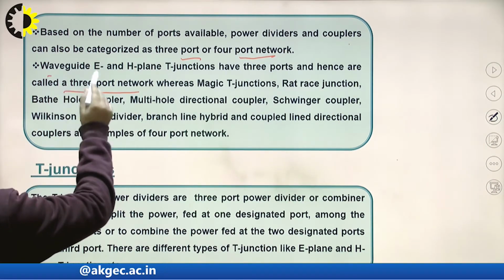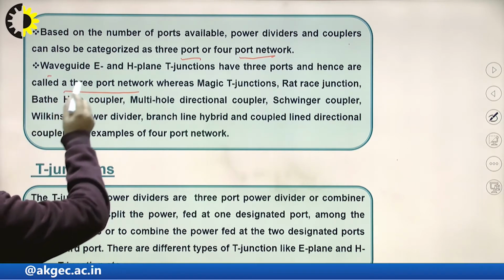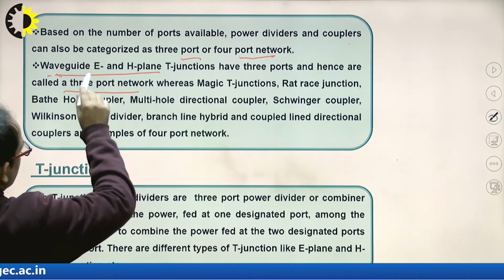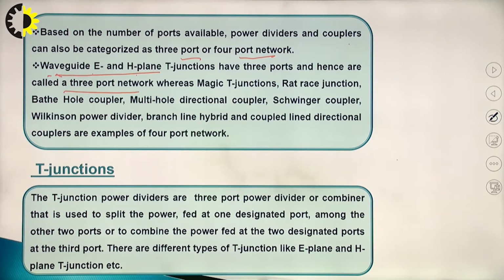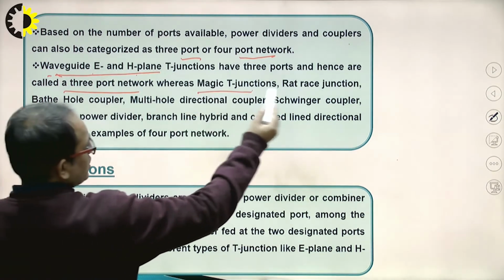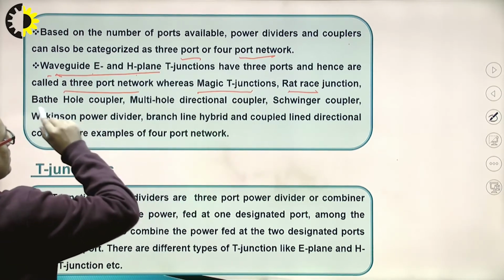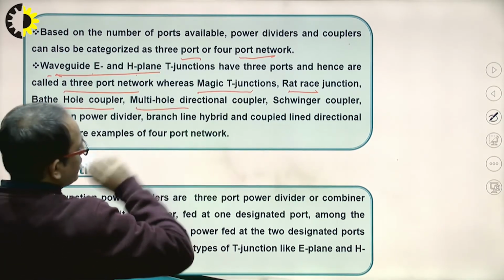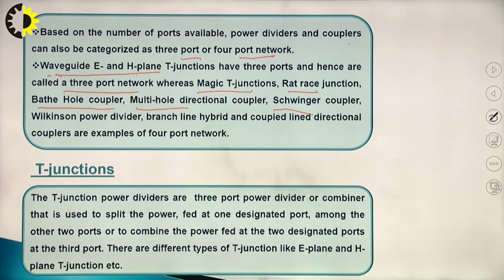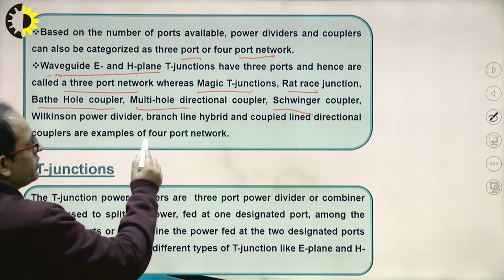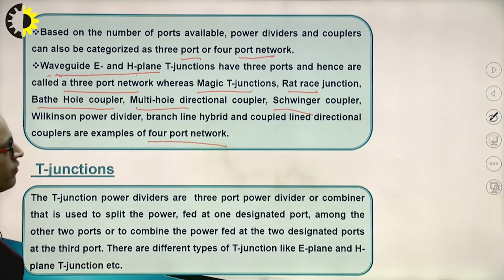3-port networks are the devices in which 3 ports will be there, and these are known as the E-plane T and the H-plane T junctions. Whereas the magic T junction, rat race junction, circulators, bethe-hole couplers, multi-hole directional couplers and Schwinger couplers are the 4-port networks. These are examples of 4-port networks.